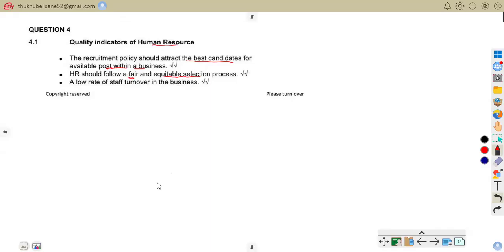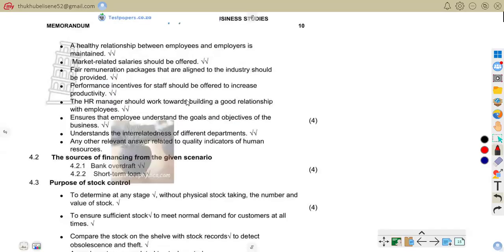Also, a low rate of staff turnover in a business. Few employees leave the business, indicating job satisfaction. Again, a healthy relationship between employees and employers is maintained. It can be maintained through positive communication and mutual respect in the workplace.